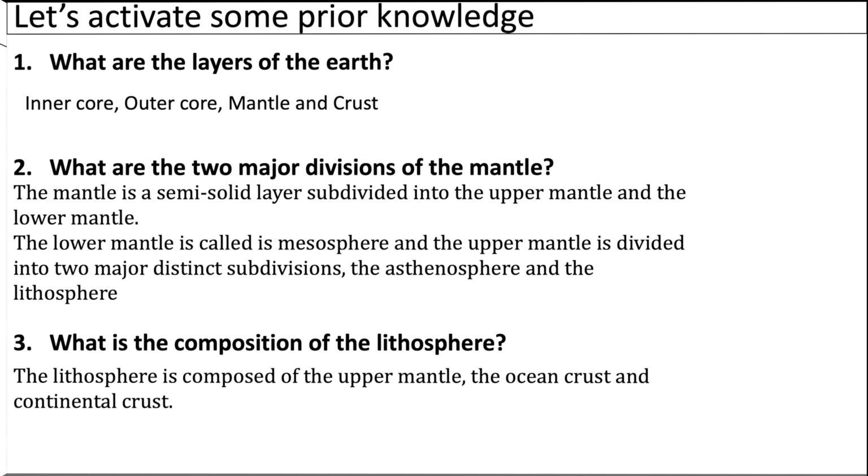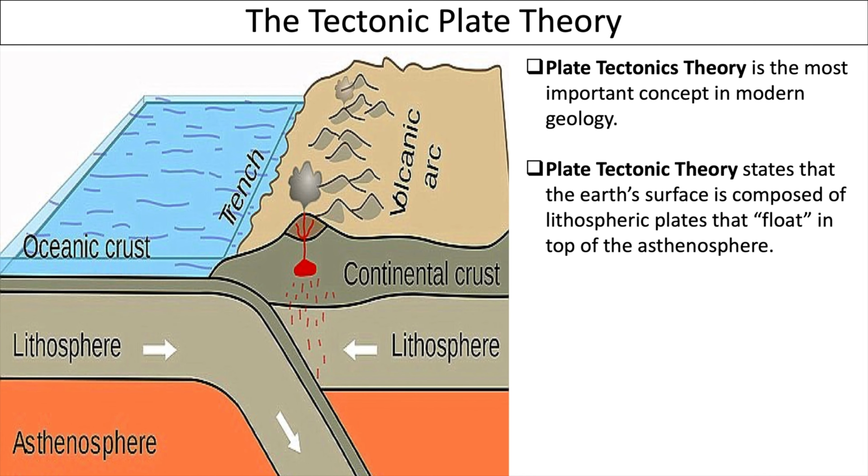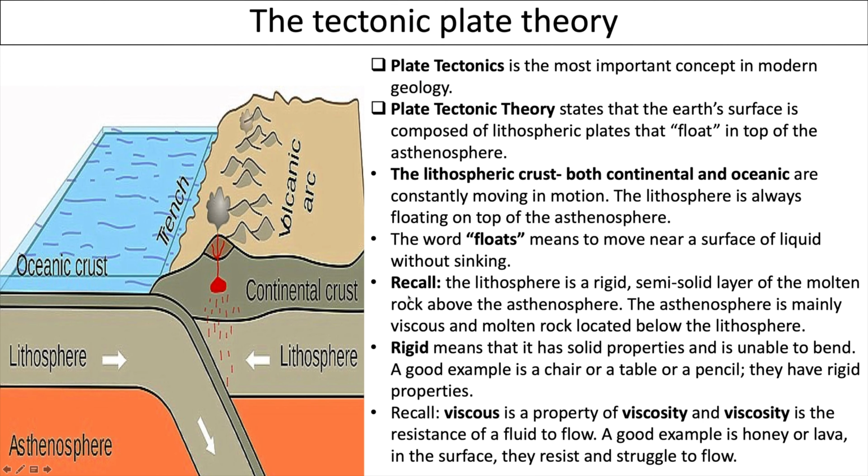Plate tectonic theory is the most important concept in modern geology. Plate tectonic theory states that the Earth's surface is composed of lithospheric plates that float on top of the asthenosphere. The word float means to move near the surface of a liquid without sinking.